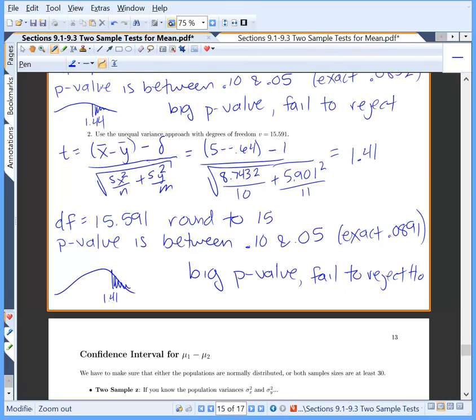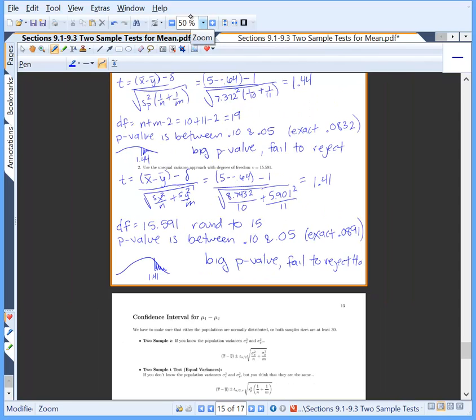So let's zoom out and compare our results. Notice for our two tests, our test statistics went from 1.44 to 1.41, degrees of freedom from 19 to 15, and exact p-values from 0.0832 to 0.0891. So we do get slightly different results for our two tests, but they are fairly similar. Anytime your variances were equal enough that you could have used equal variances, you'll get fairly similar results for your two problems. If your variances had been definitely not equal, though, you would have gotten very different results between the two procedures.